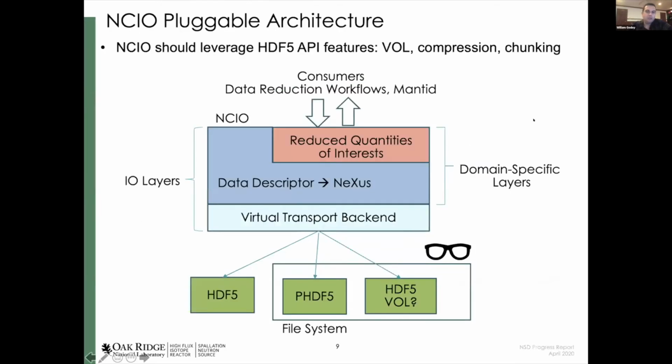To do that, the first step is to have a pluggable architecture. And of course, we have to take advantage of all the rich functionality that HDF5 is already providing. And if there's more, like the VOL layer being discussed in this meeting, or parallel HDF5, if the time and opportunity comes, we have to be open for that. So we implement a virtual transport on top of the virtual transport of HDF5. But the end result is this quantity of interest that the scientists understand.